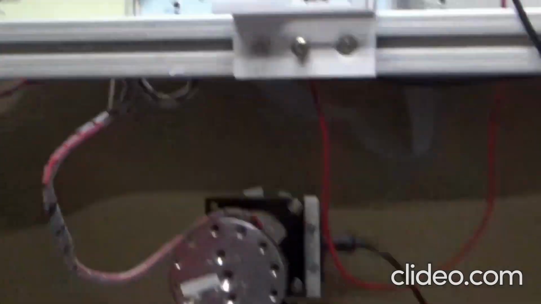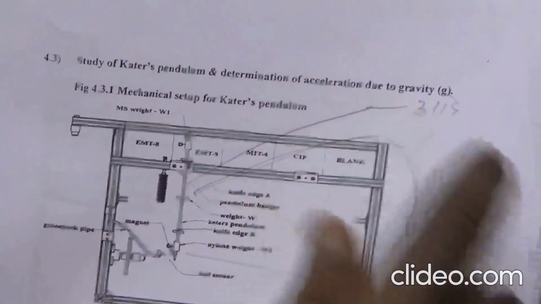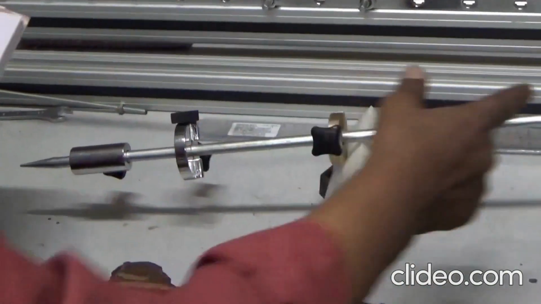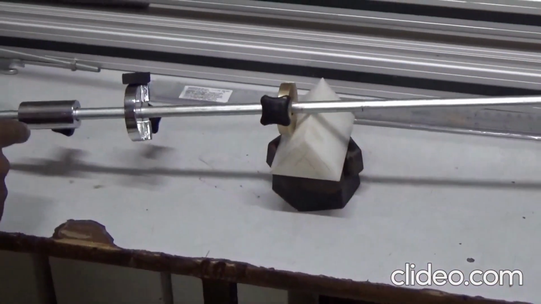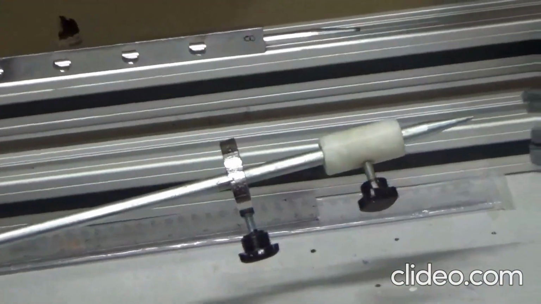Right now, I'm going to demonstrate the study of Kater's pendulum and determination of acceleration due to gravity. We have this particular arrangement. I have balanced it. Here it is the weight. This is called the wedge. These are weights placed on different sides, A and B. This is called the nylon weight. As per the manual, nylon weight on the right side, and onto the left side I have got the MS weight.